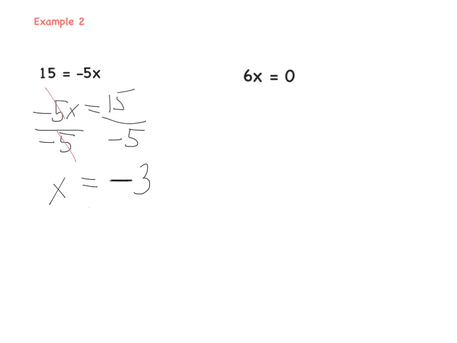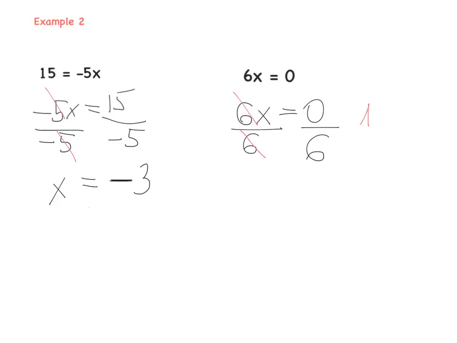And the next question is 6x equals 0, okay? So the same thing, divide by a number beside x. And in this case, we have 6, so we need to divide by 6. So 6x equals 0, divide by 6, divide by 6, okay? Now, 6 goes into 6 just once, so we have 1x.